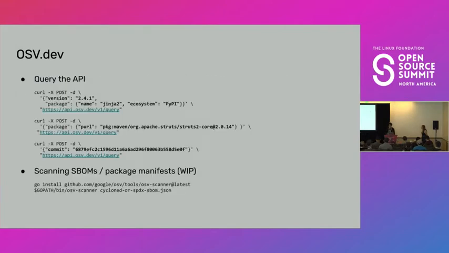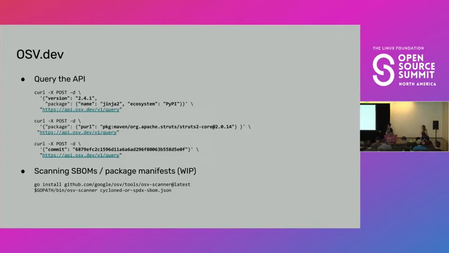So to use OSV, you can either check out the web UI at osv.dev, or we provide a very simple API you can query. We have three examples here. You can query by a package name and version, you can query by a package URL, or you can query just by a commit hash, because commit hashes should be fairly unique. It's a completely open API, open source, no rate limiting whatsoever. There's a batch version, so this is something that we really want everybody to use.